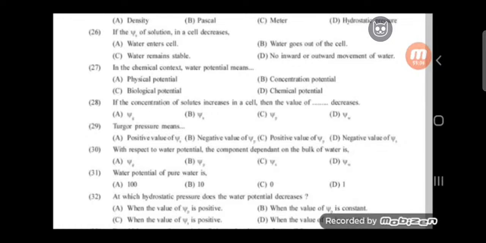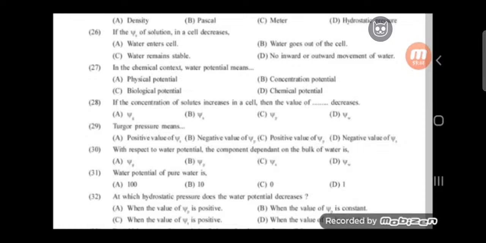So for question number 28, the correct answer is option B, water potential S. So if the concentration of a solute increases in a cell, then the value of water potential S decreases. So therefore option B is the correct answer for question number 28.